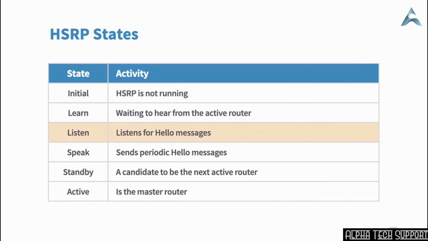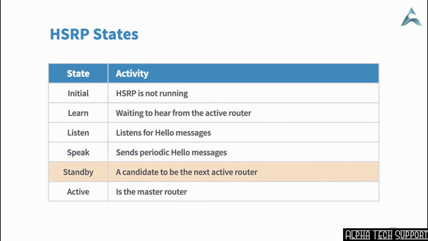During the listen stage, the router knows the virtual IP address, but is neither the active router nor the standby router. It listens for hello messages from those routers. During the speak stage, the router has the virtual IP address and sends periodic hello messages, and is actively participating in the election of the active and/or standby router.